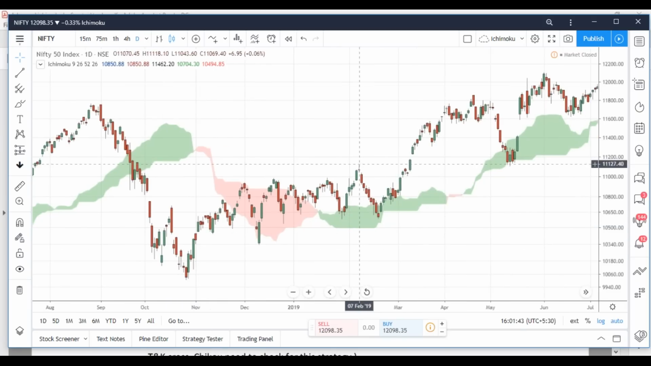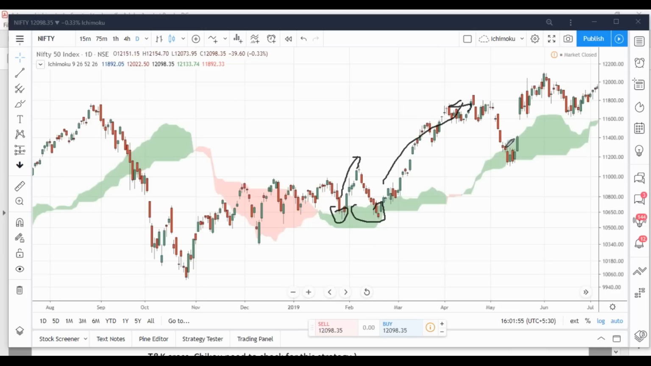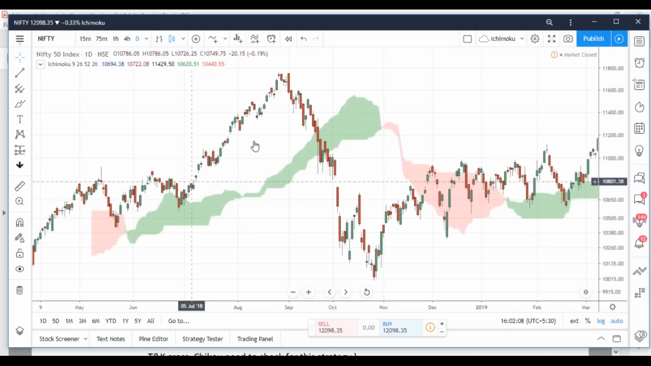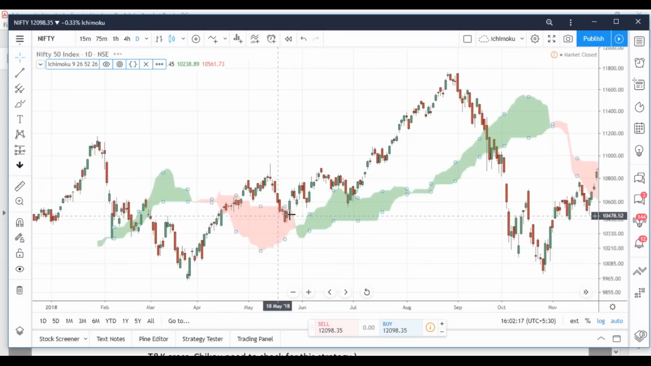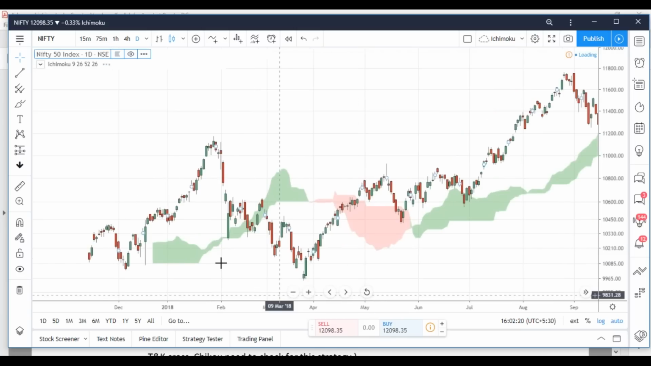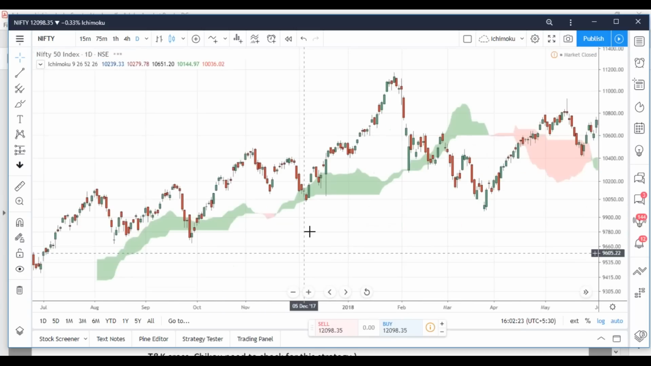See here, nice move here. After this entry, nice move. After this, nice move. After this, nice move. Same way, after this, nice upside. Here also, look at this. Here also.